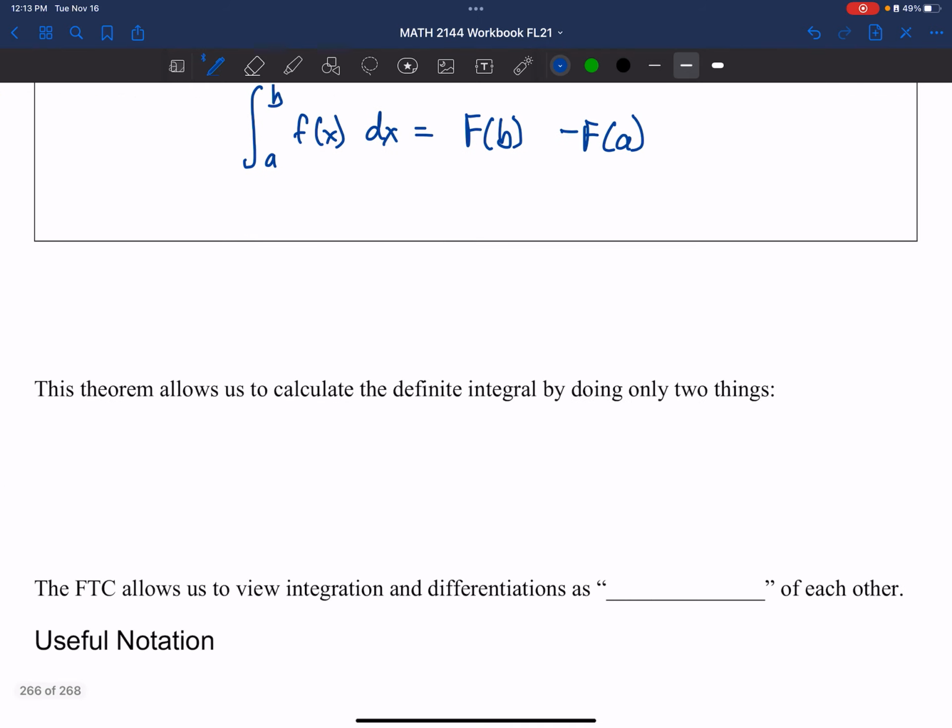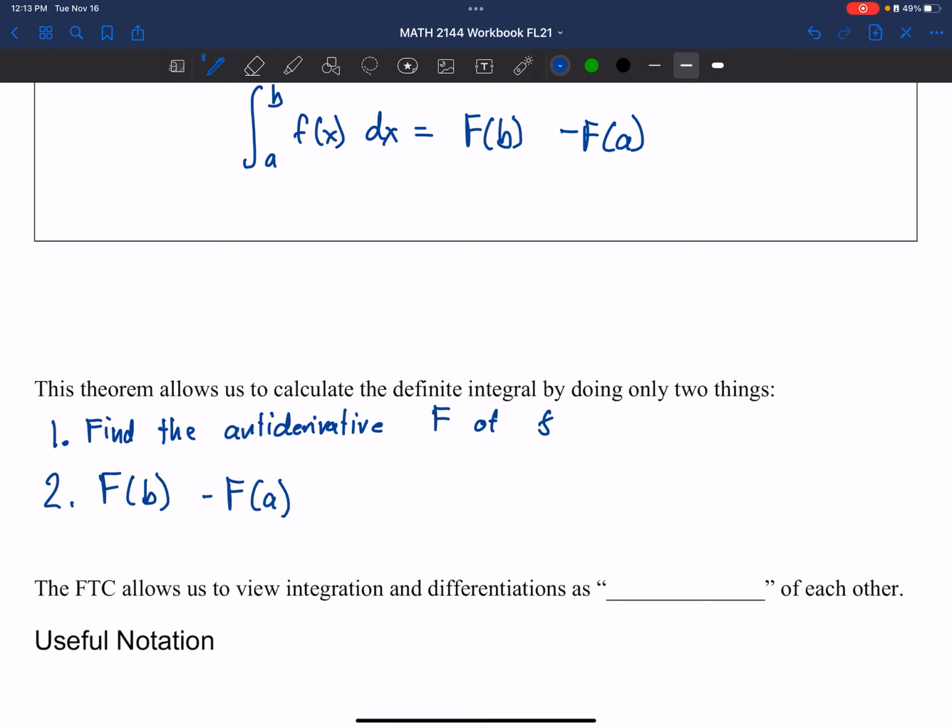So this theorem allows us to calculate a definite integral by doing only two things. Step one, find the antiderivative, which is denoted with capital F of a lowercase f. So there's step one. Step two is just to do capital F of b minus capital F of a. So with this, the fundamental theorem of calculus allows us to view integration and differentiation as inverses of each other.